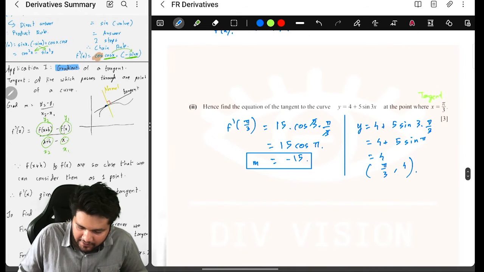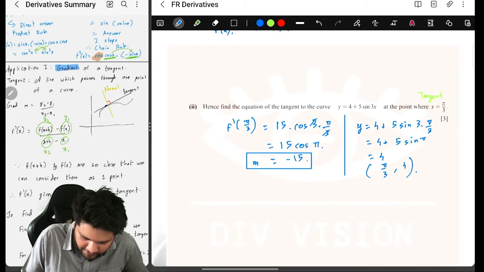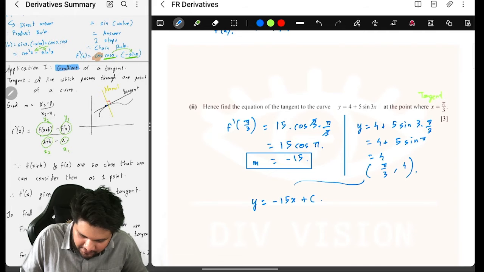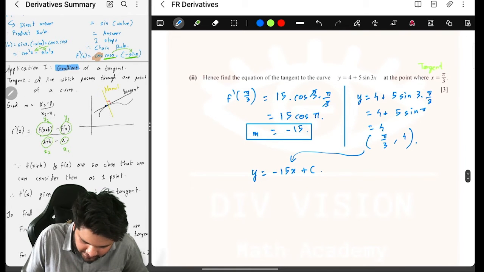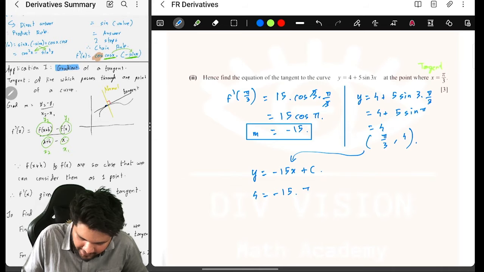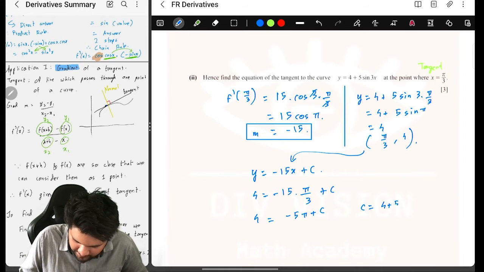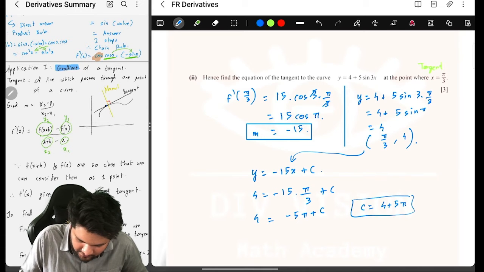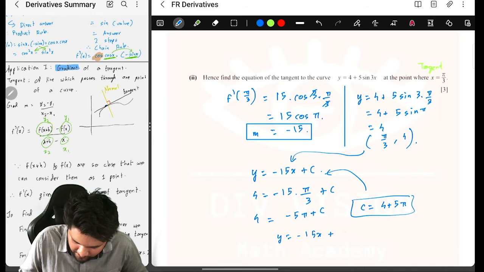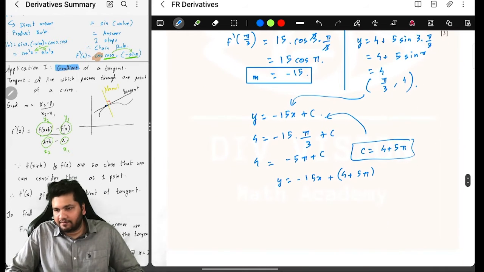Now we just need to find an equation of a line passing through pi by 3, 4 with gradient minus 15. So we'll get y equals minus 15x plus c. For finding the value of c, we substitute pi by 3 comma 4 in this equation. We get 4 equals minus 15 into pi by 3 plus c, which is 4 equals minus 5 pi plus c, or c equals 4 plus 5 pi. Substituting this, we get y equals minus 15x plus 4 plus 5 pi. If you want, you can keep it in decimal, and then you will get the answer.